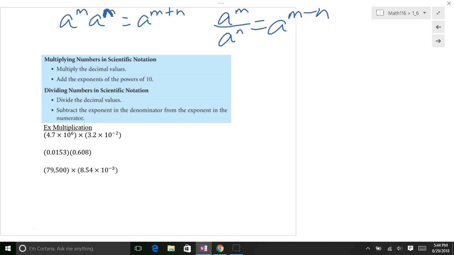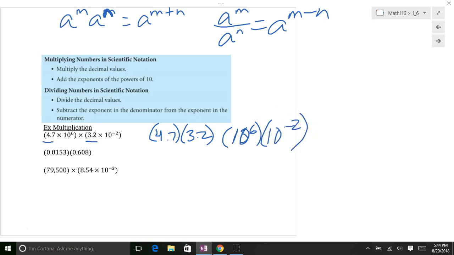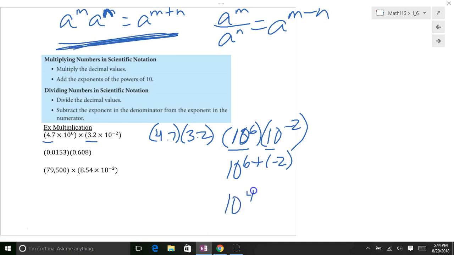Okay. So for instance, on this first one, what I'm going to do is I'm saying, well, all this stuff's being multiplied anyway, so I can multiply the 4.7 times the 3.2 first. And then I could take the 10 to the 6th and multiply it by 10 to the negative 2. Since these are both base 10, that's 6 plus the negative 2, right? So I'm using this property right here. So 10 to the 4th.